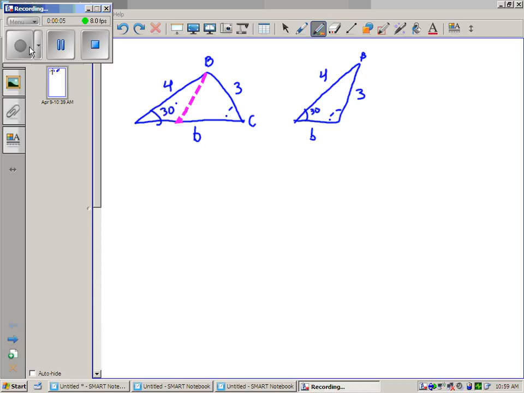This is Adam and Mike. We're doing number three. It's a good old problem. Here we go. We got our triangle.